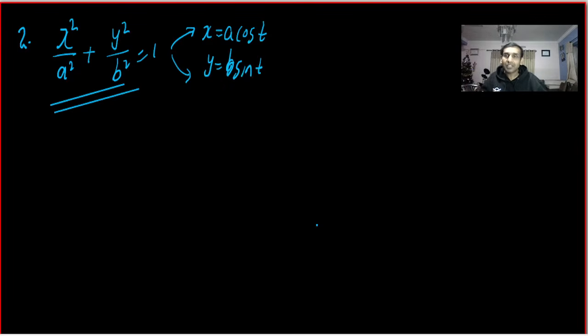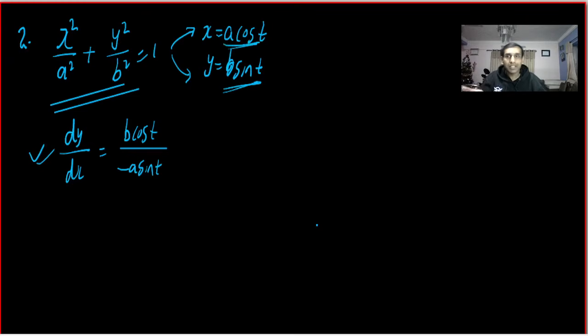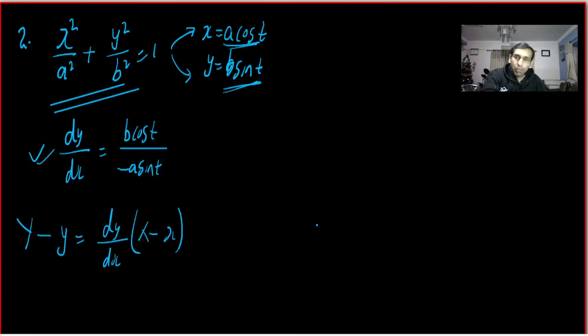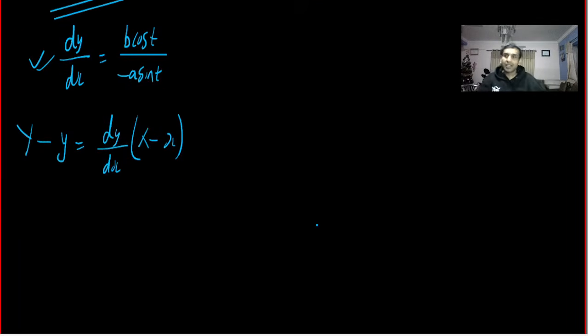Now what's the procedure? Find dy by dx. Very simple. B cos t divided by minus a sin t. You know how to differentiate parametric form. Differentiate y, differentiate x and put it as a ratio. Now the equation of tangent is y minus y1 equal to dy by dx into x minus x1. Pause the video, simplify, and I'll do it here.